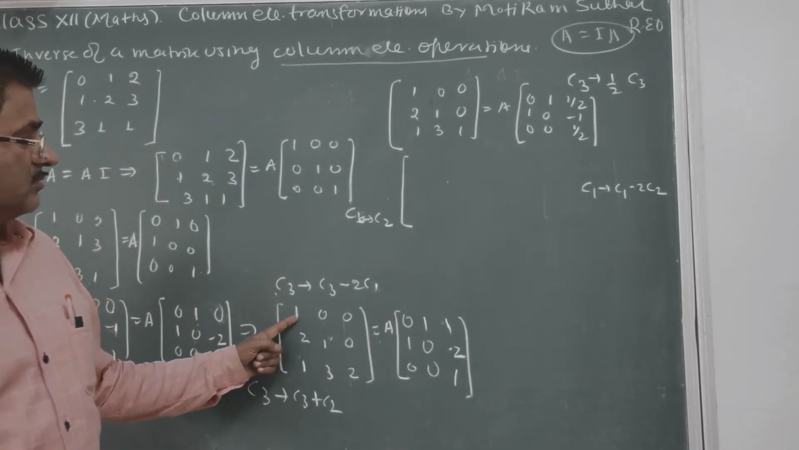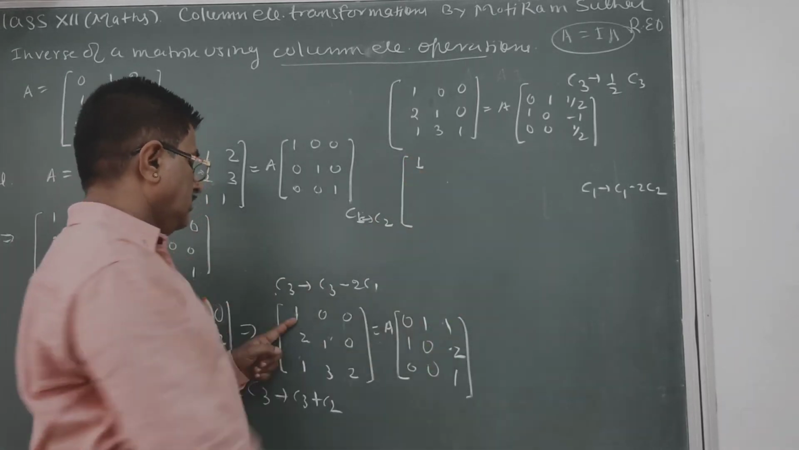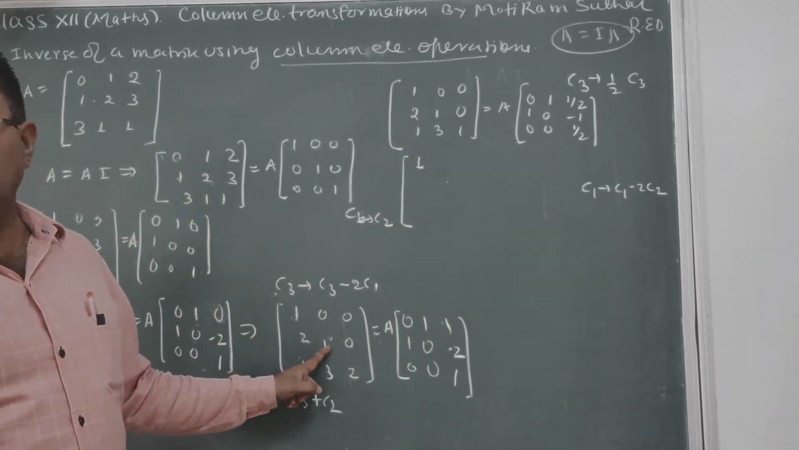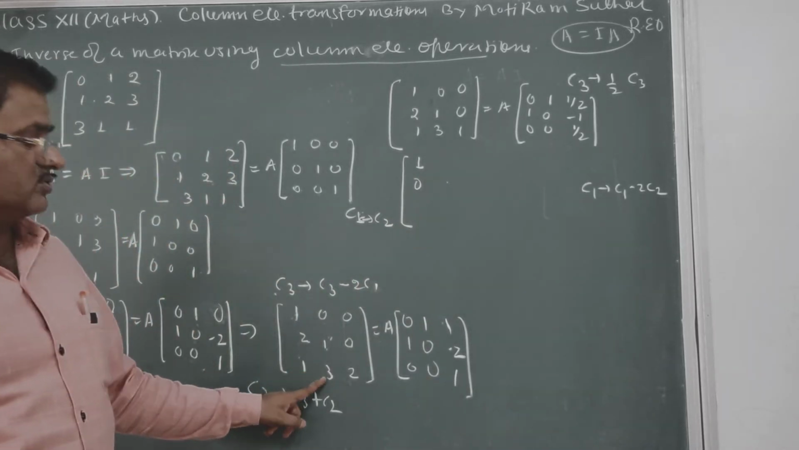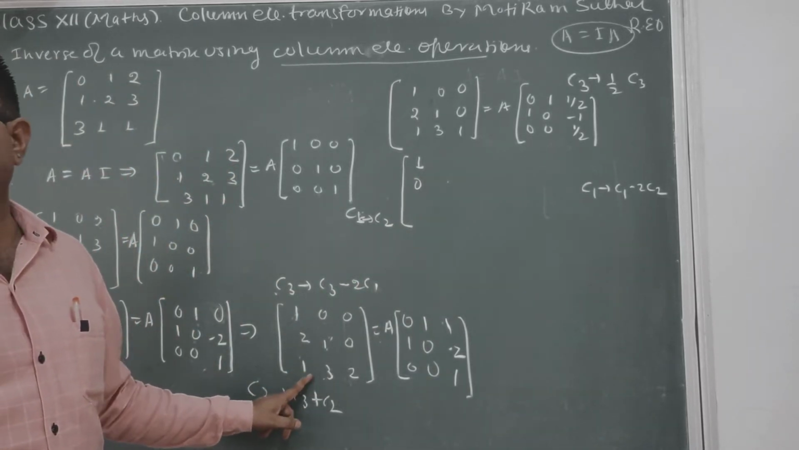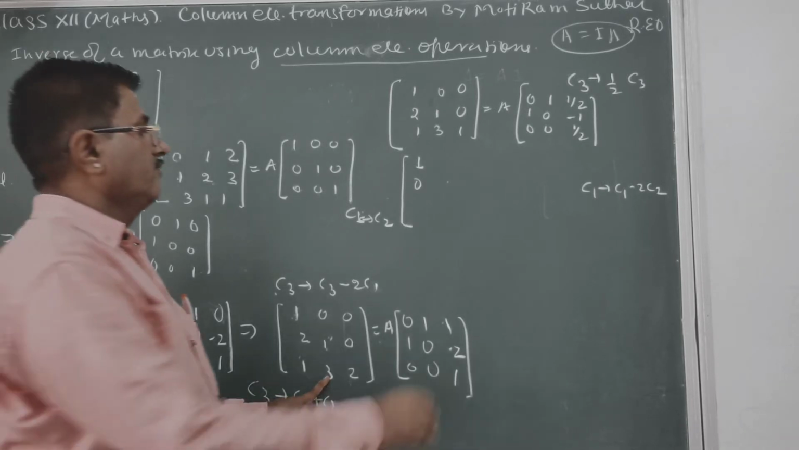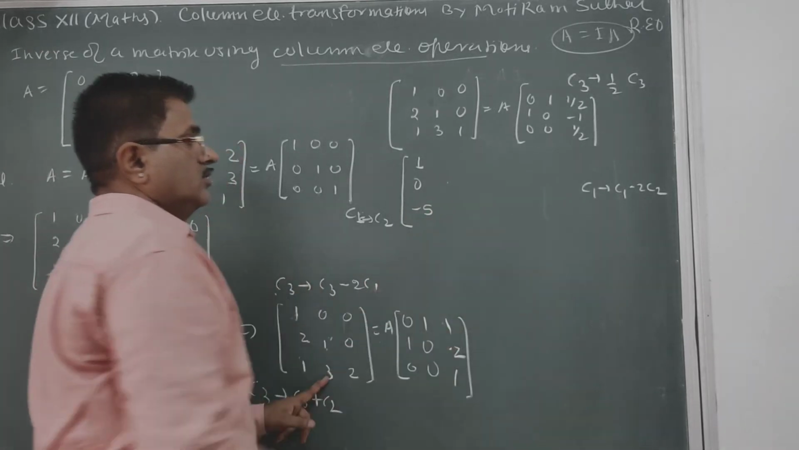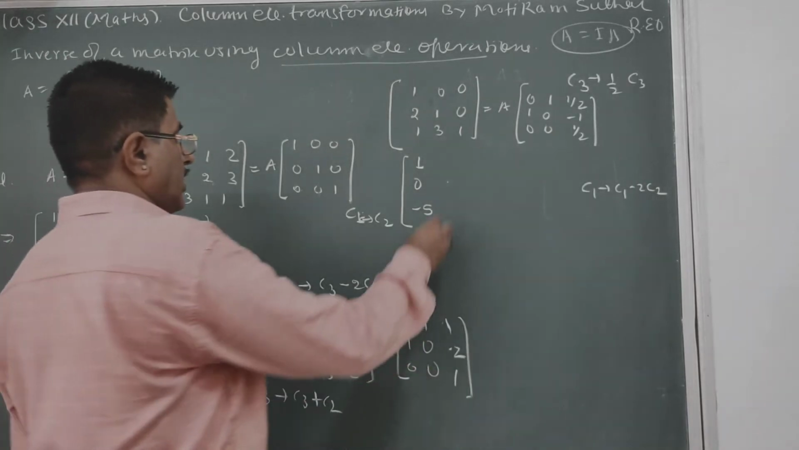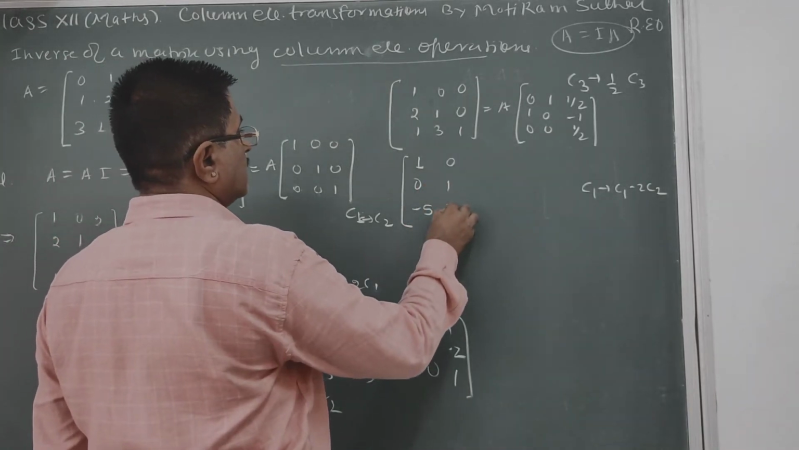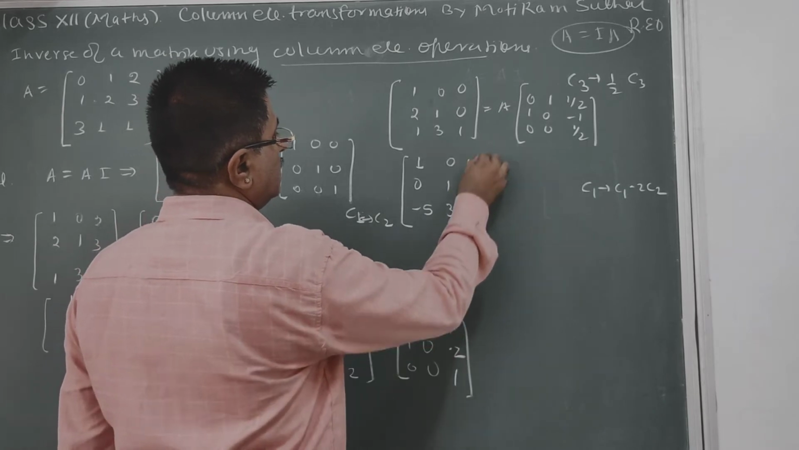1 minus twice of 0, that is again 1. 2 minus twice of 1, that is 0. 1 minus twice of this, that is minus 6. 1 minus 6, that is minus 5. So 1 0 minus 5. And other two write as given, 0 1 3, 0 0 1.